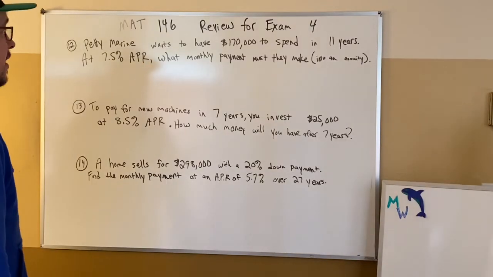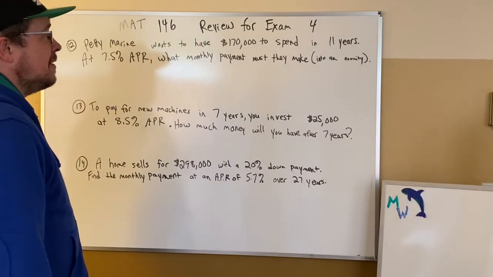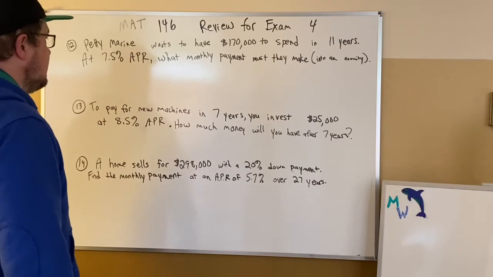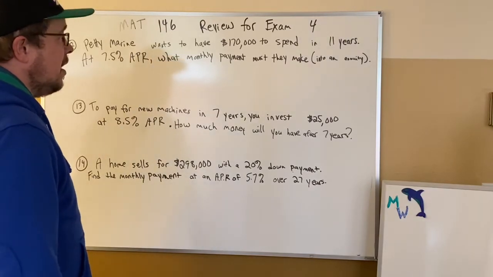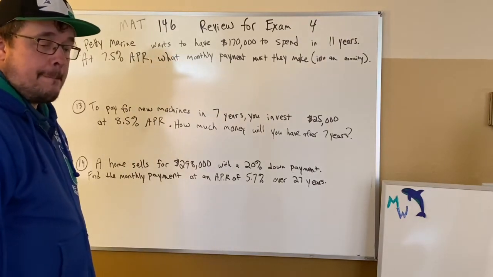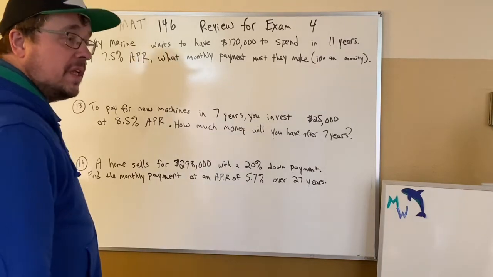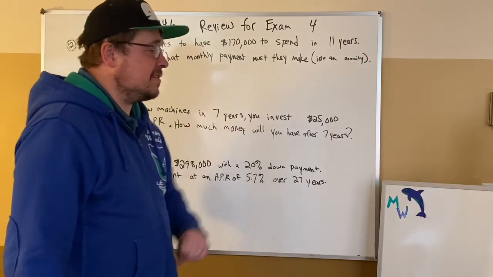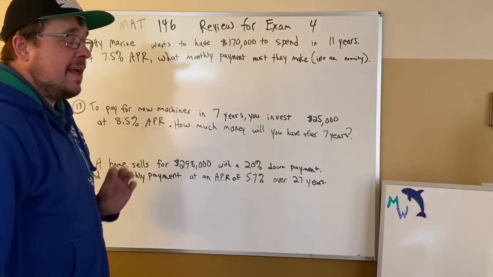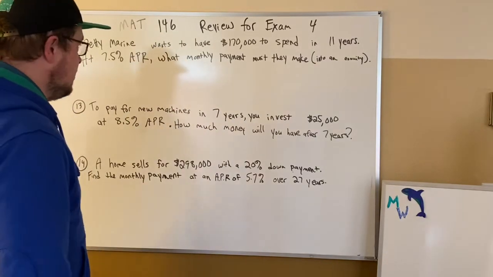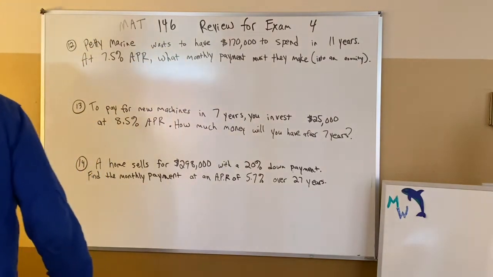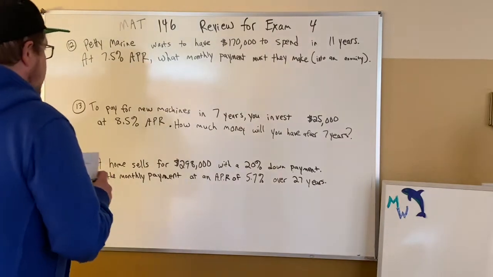Hey, Petty Marine wants to have $170,000 to spend in 11 years. At 7.5% APR, what monthly payment must they make? It's monthly into an annuity. You might see that at the end, it says it's an annuity, but because it's a monthly payment and they're saving for the future, this is an annuity and they want to see how much money they're going to have. So we're going with our annuity equation and we want to find the account balance.